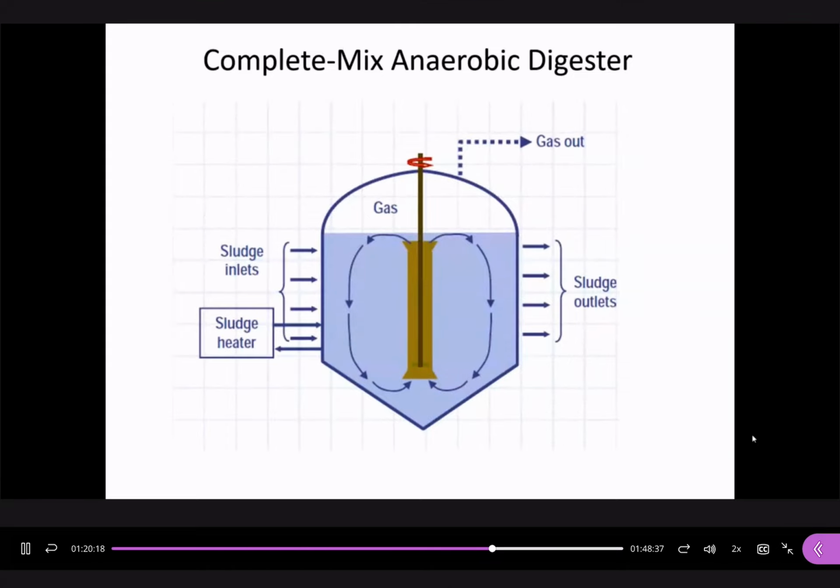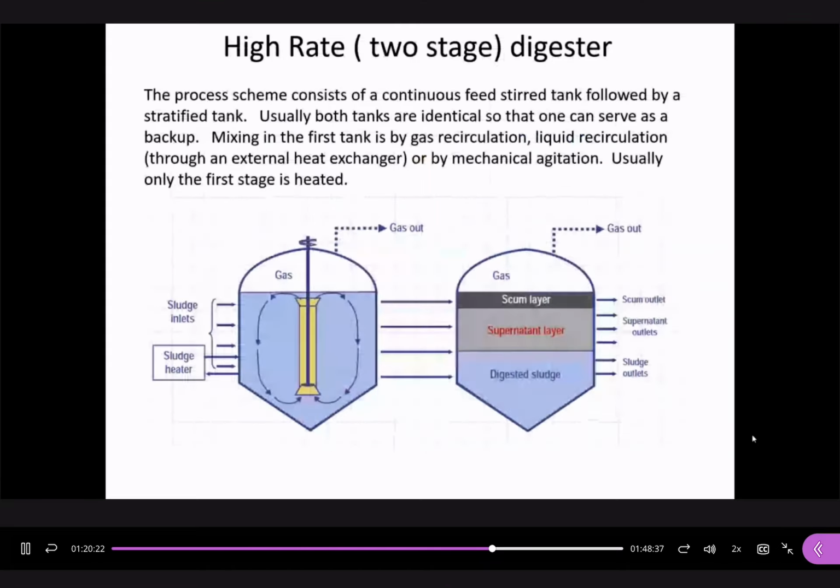The previous one was standard rate. So how about high rate? A high rate digester is two stage. We have a continuous stirred tank here, followed by a stratified tank. Usually both tanks are identical so that one can serve as a backup. Mixing in the first tank is by gas recirculation, liquid recirculation through an external heat exchanger, or by mechanical agitation. You have different ways to mix the liquid here. Usually only the first stage is heated.